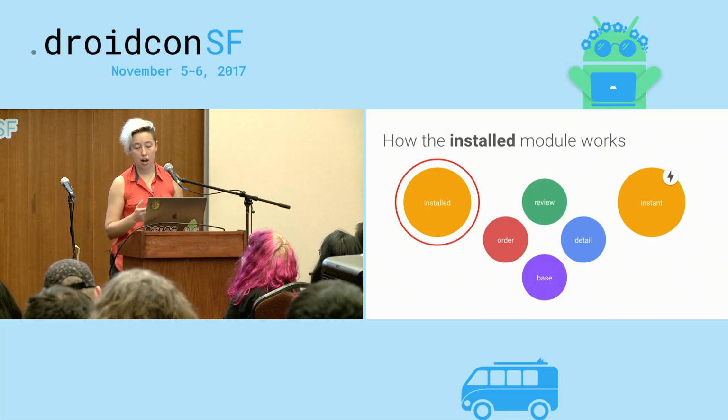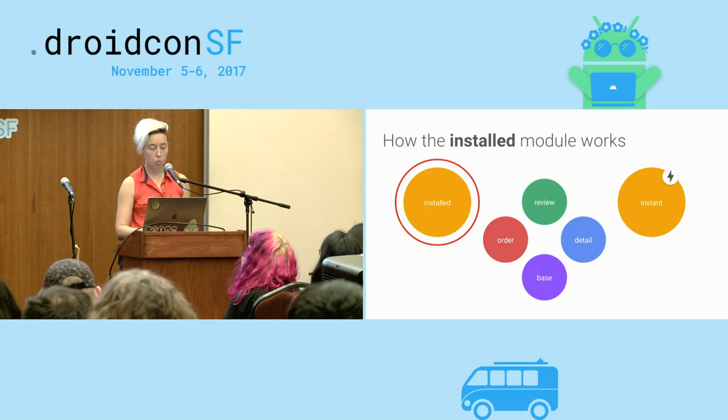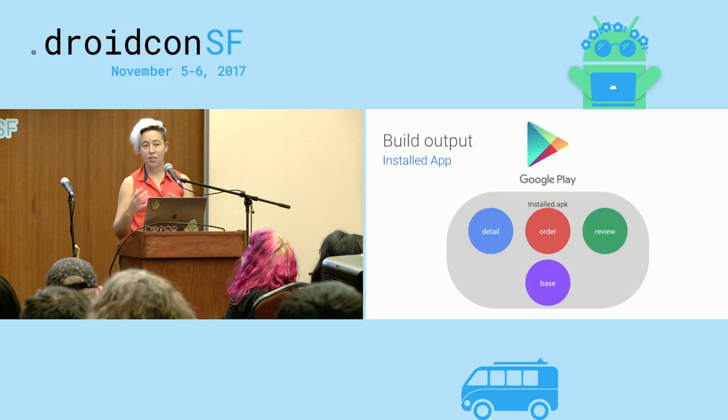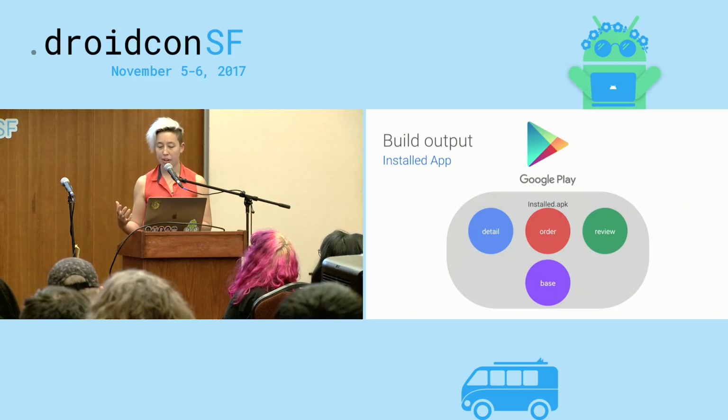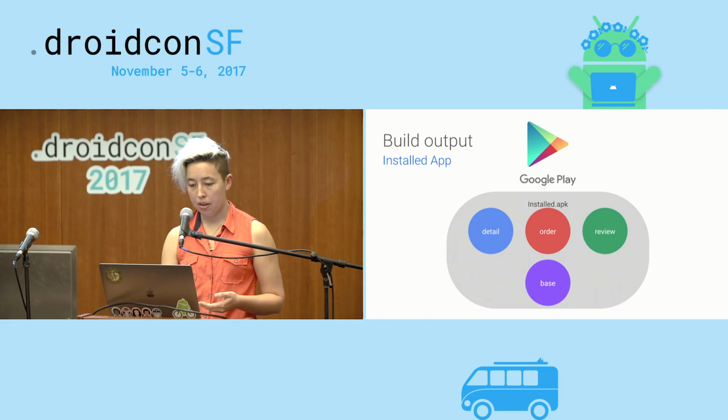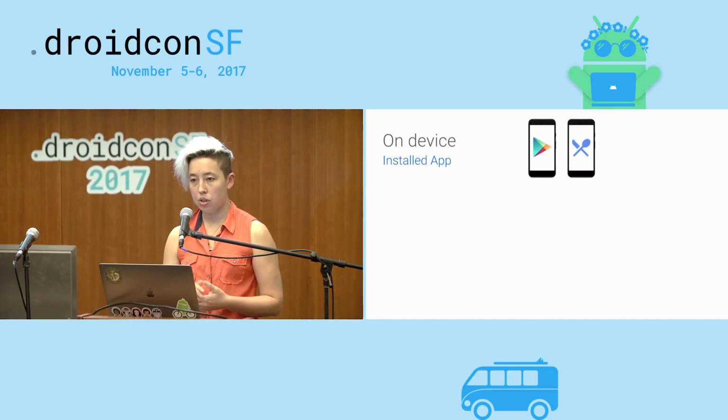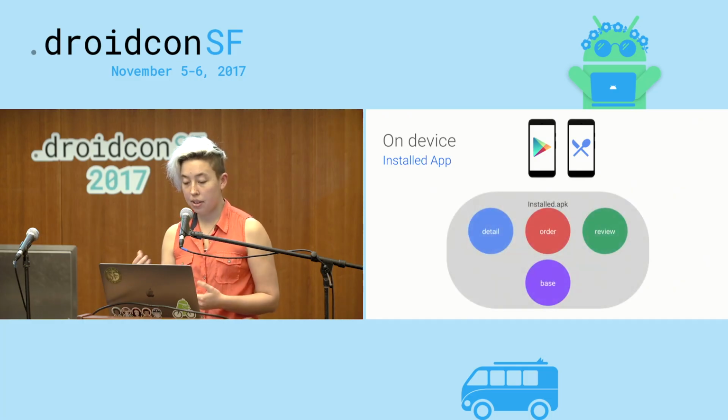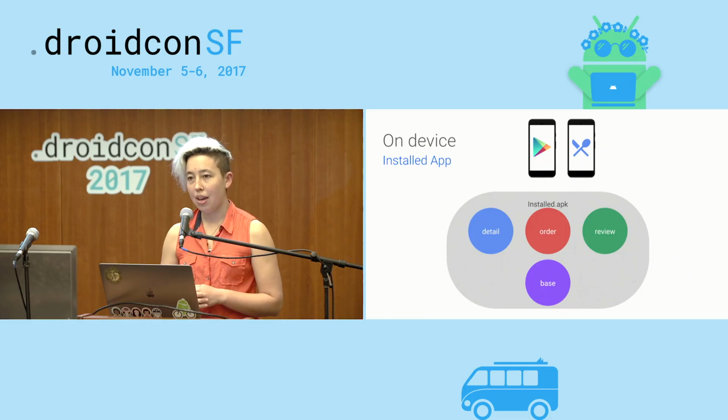So let's take a look at how the installed module works. When you decide to build your app with the installed module, it's doing something that should seem fairly familiar at this point. It makes an APK for you. You can upload that APK to Google Play. Then when a user decides to download your app, on their device they will get that same APK. And remember, even if they're only using it for looking at information for one restaurant and they never even use the order feature, they get the whole app as that single APK.